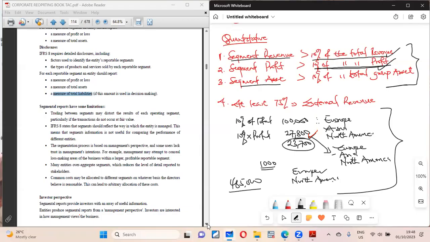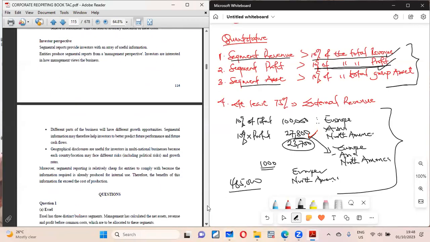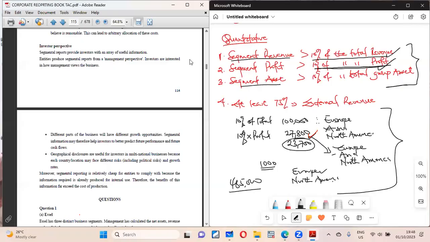The key thing you should understand is that the reason why we are doing this, like I explained to you, is the investor's perspective. The investor wants to know which entity is performing well so that he can direct his investment. If you put the companies together and prepare group financial statements, he won't know which one is doing well or which one is doing badly. So you need to split them so that he can identify that.